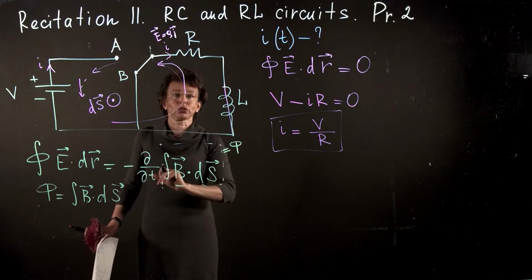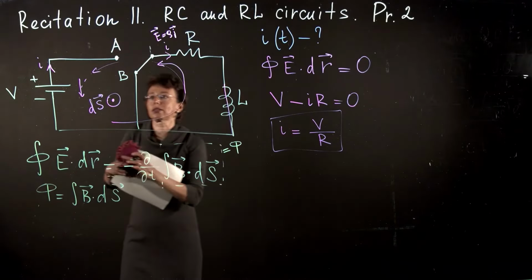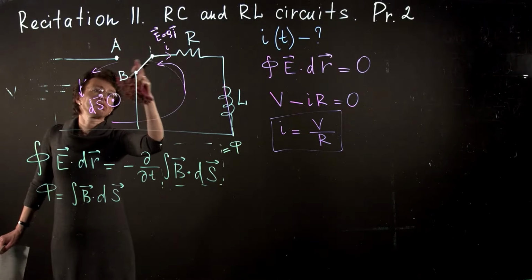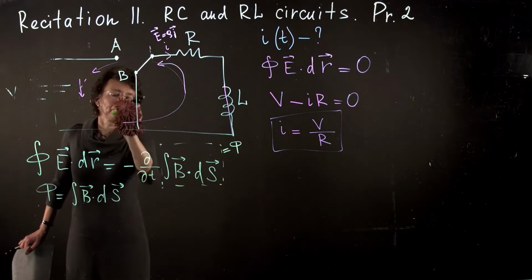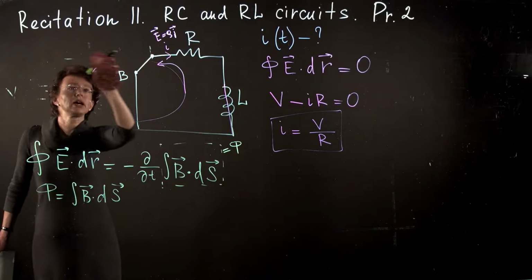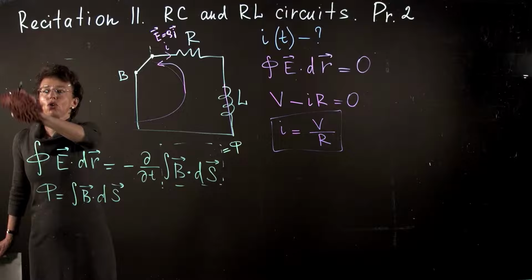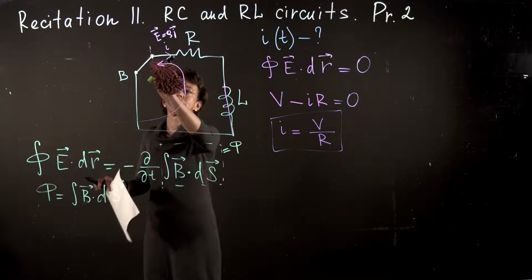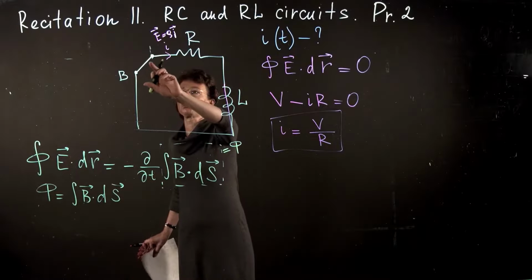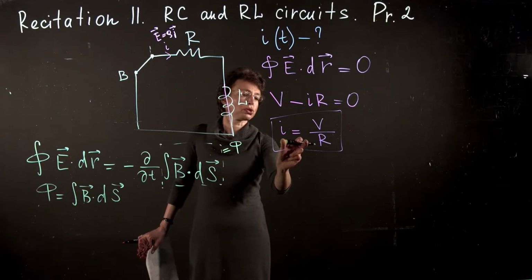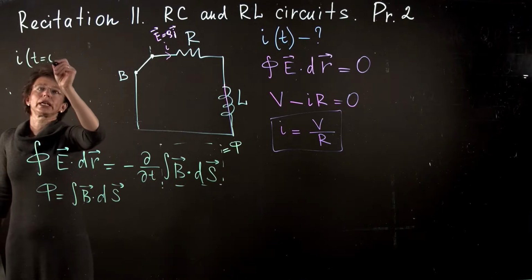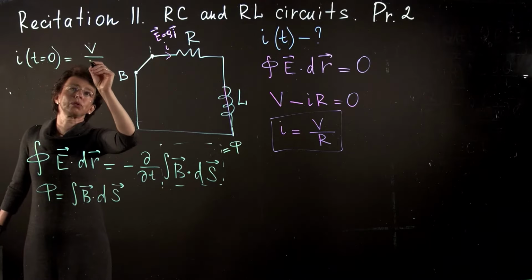Let me redraw this circuit, and by redrawing I mean that I will just erase this part of the circuit since we put the switch in position B. So I erase this part. It is irrelevant now. We have current flowing in this circuit that we already calculated. Current at time moment 0, when we brought the switch to position B, was V over R. I put that as our initial condition. Current at time 0 is V over R.